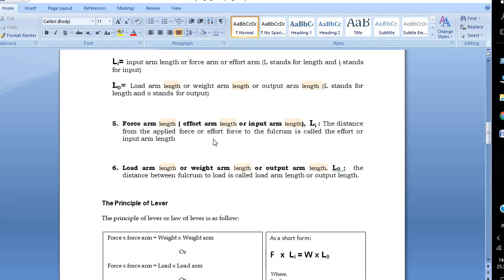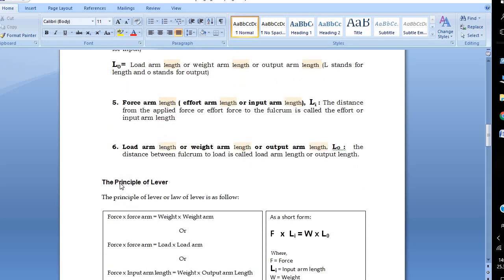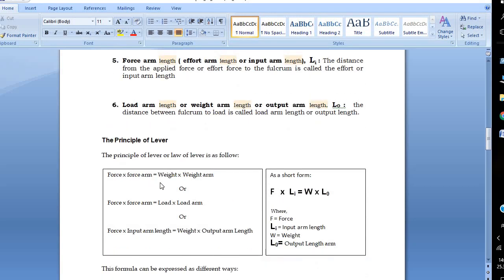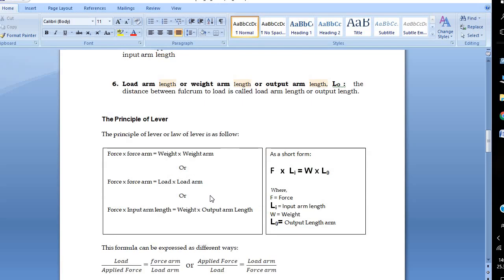Now we are going to discuss the very important thing, the principle of the lever. Here is the very important law, or formula you can say: force into force arm is equal to weight into weight arm. In short form, force into force arm, and weight into weight arm, or force into force arm and load into load arm. It is a very simple definition, because force is related to the force arm, and load is related to the load arm.